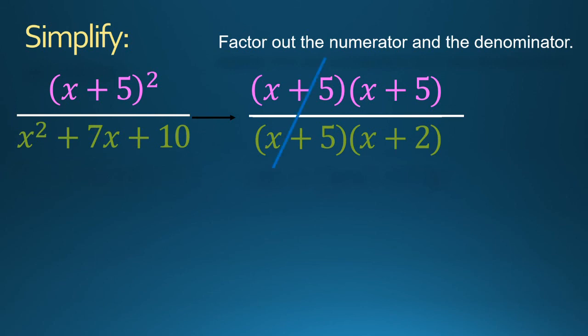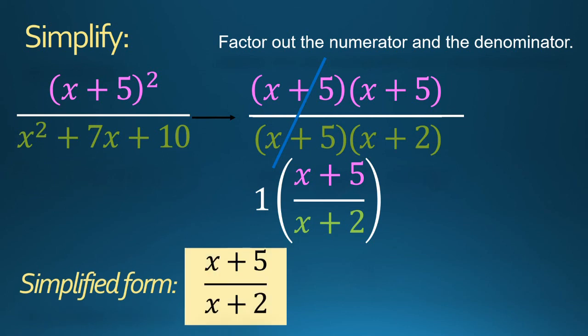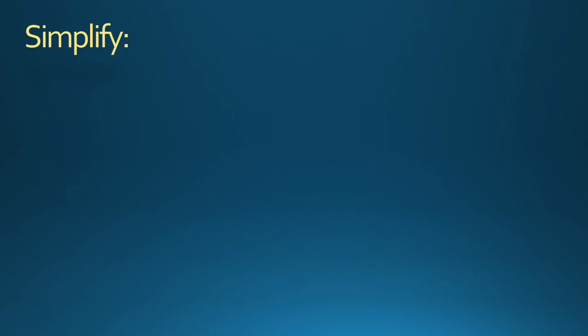So the quantity x plus 5 divided by the quantity x plus 5 is equal to 1. So the expression became 1 times the quotient of the quantity x plus 5 and the quantity x plus 2. Therefore, the simplified form is the quantity x plus 5 all over the quantity x plus 2.